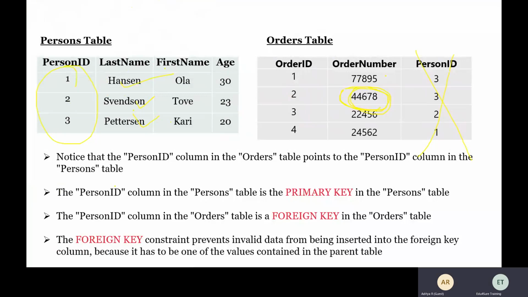Sure. So basically, this is my person ID and this is my primary key, right? And in this table, what is my primary key? My primary key is my order ID.